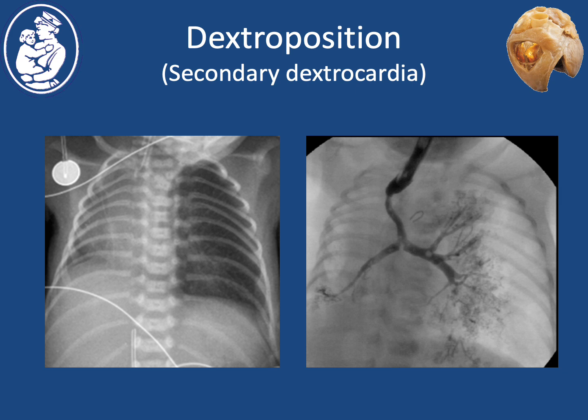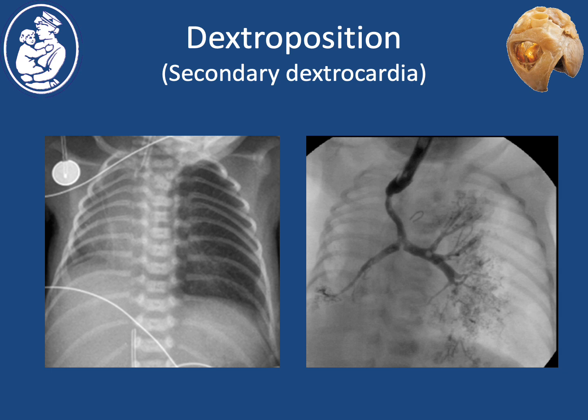Sometimes the heart is in the right chest, not because of true dextrocardia, but because of dextroposition or secondary dextrocardia. This is due to either hypoplasia of the right lung or to a space-occupying lesion in the left side of the chest, such as a diaphragmatic hernia.